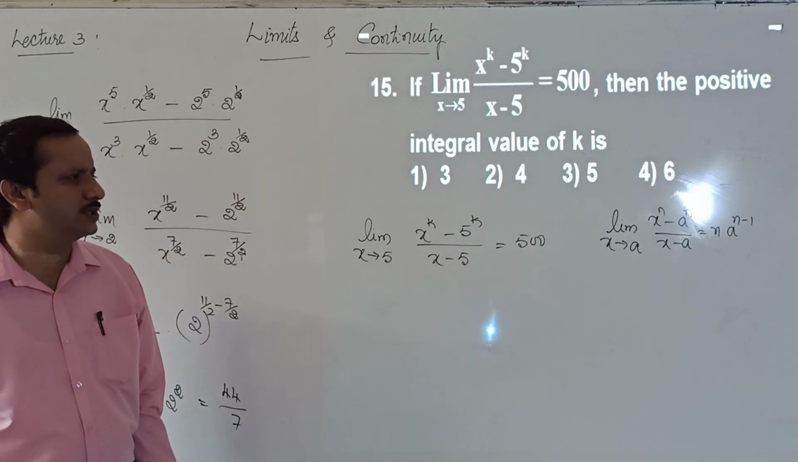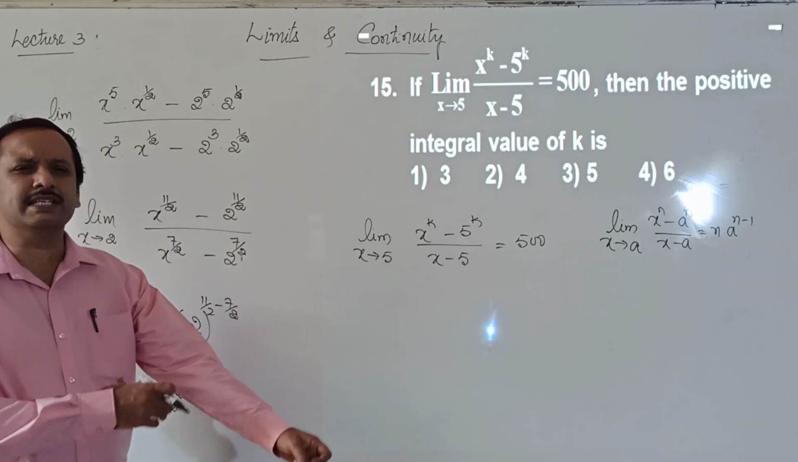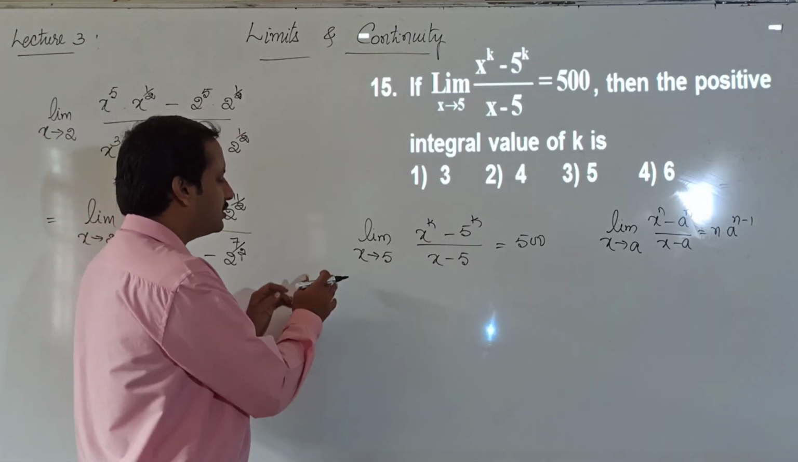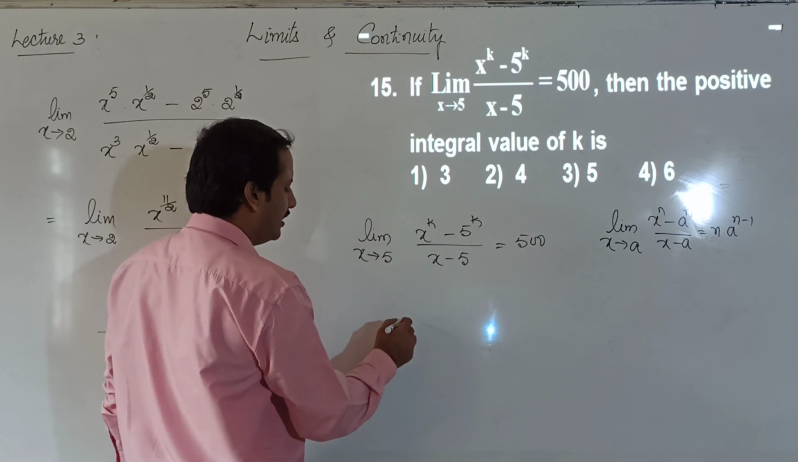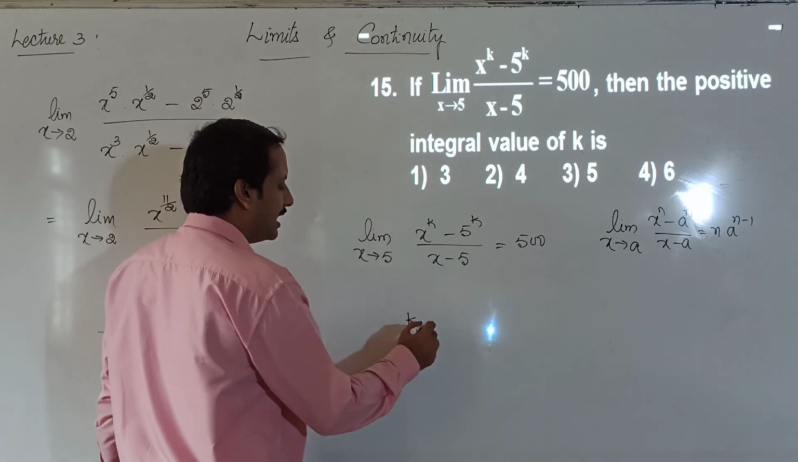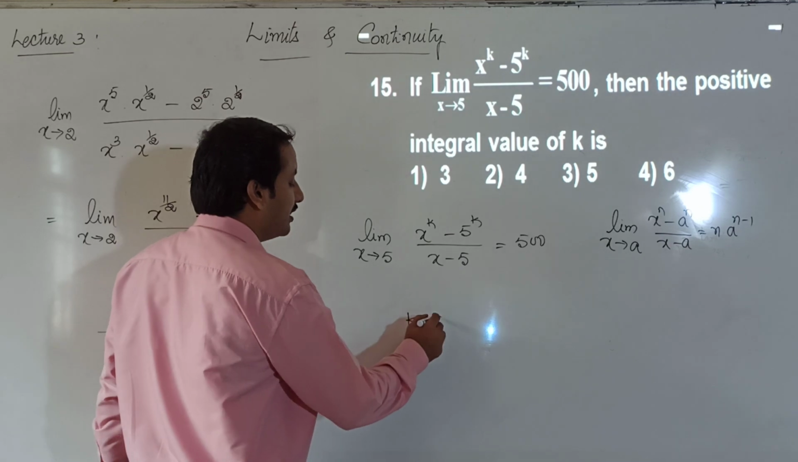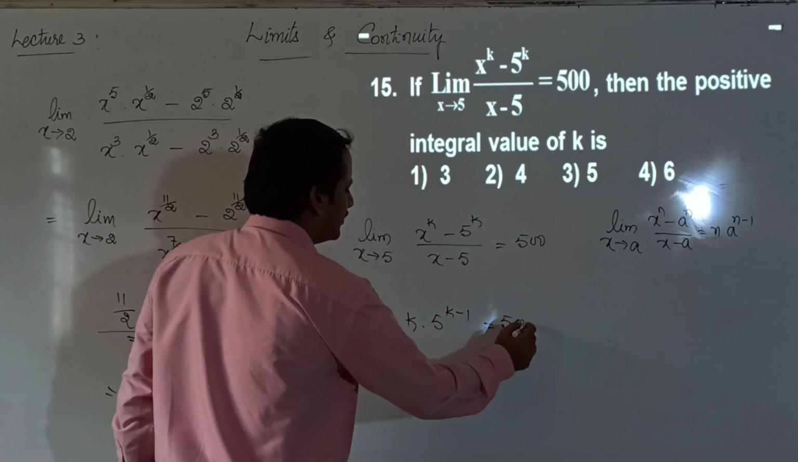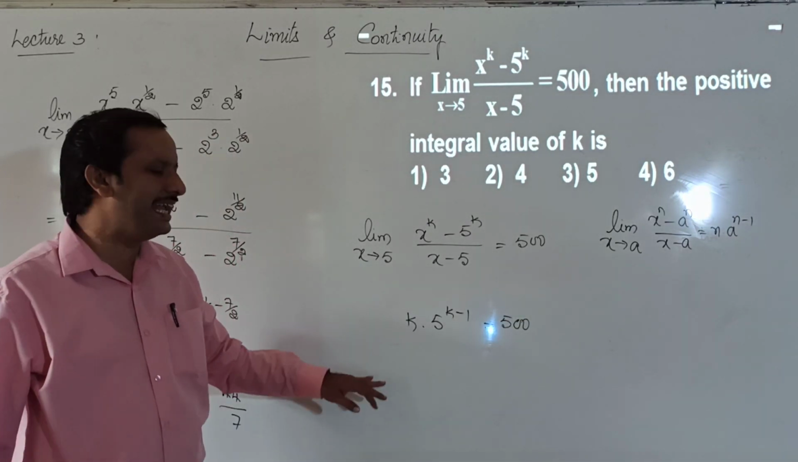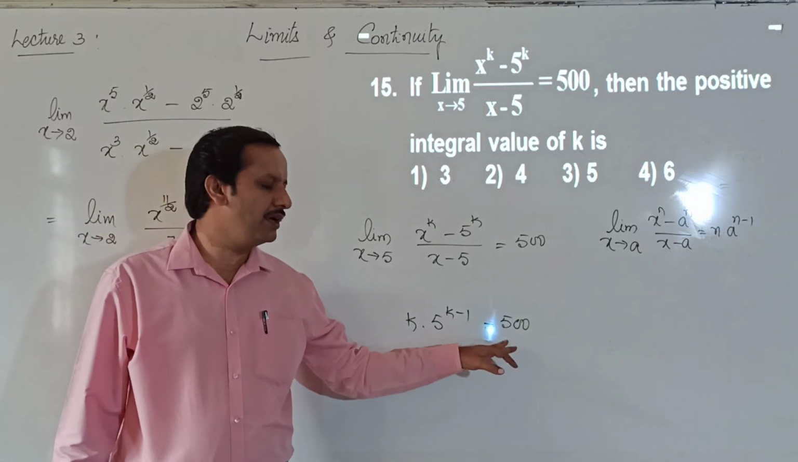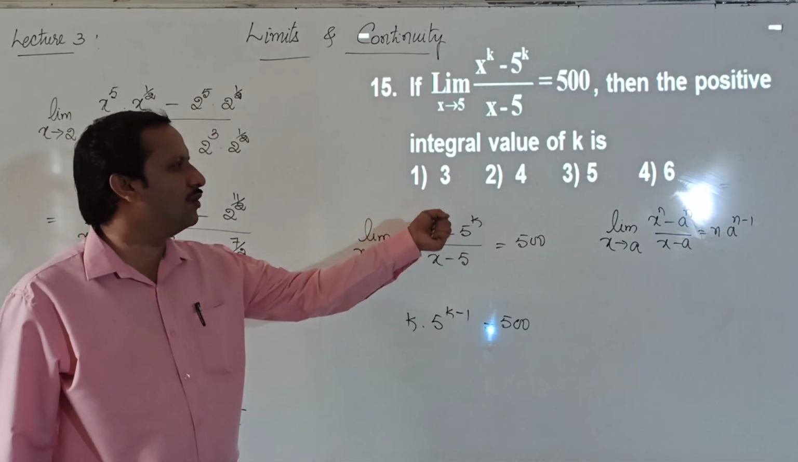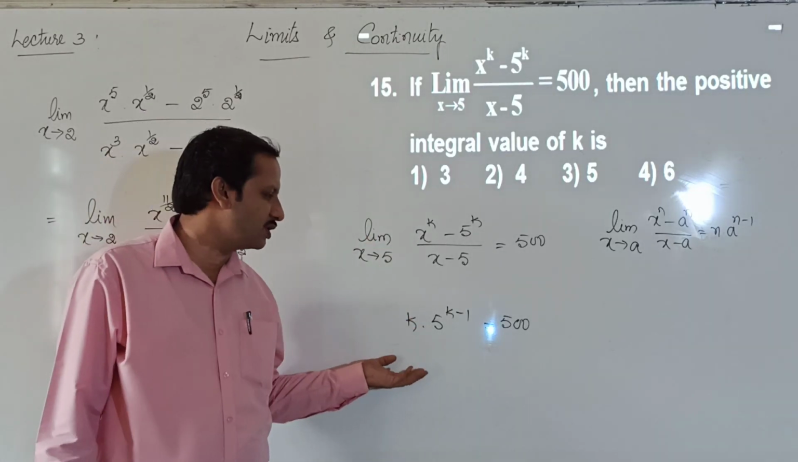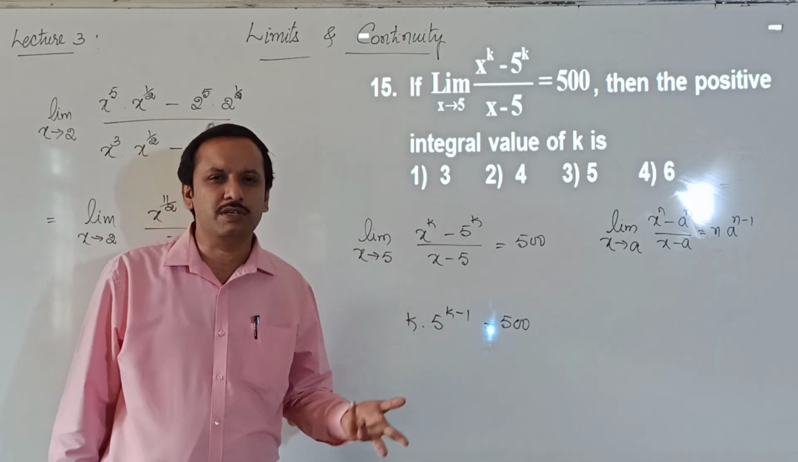So that formula I am using here. Limit x tends to a, x power n minus a power n by x minus a is equal to n into a power n minus 1. So if I use that formula, instead of n we have k here, k into a power, what is a? 5, power n minus 1, n minus 1 means k minus 1 is equal to 500. Okay. So we have this equation now, k into 5 power k minus 1 equal to 500. Now let us put some value for k from the given options. Okay. So from the given options, I will substitute values for k and check which option will satisfy.